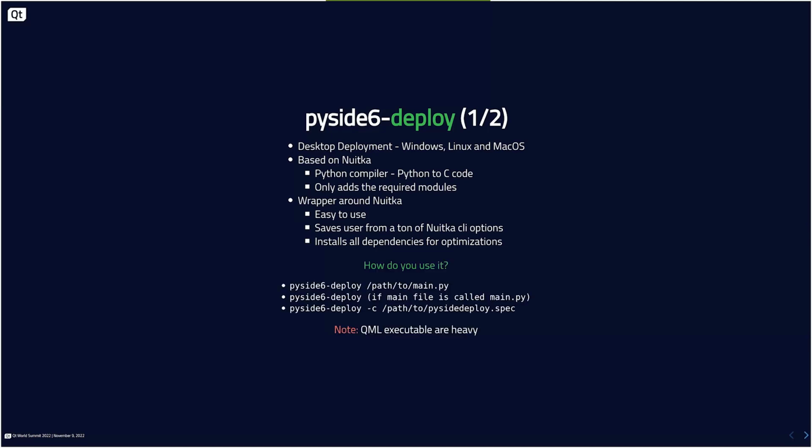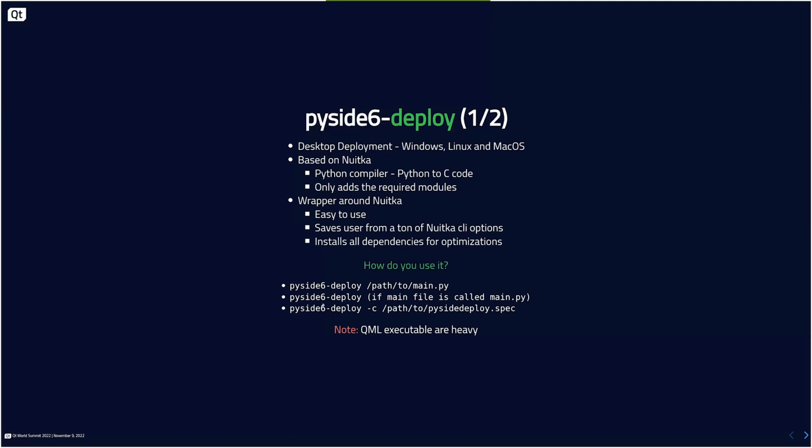So how do we actually use this application? It's as simple as running pyside6-deploy with the path to the Python file containing the main function. It'll identify all the dependencies of that main function and then package everything together. Pretty simple, right? And if you're running this tool from the application directory, and your file containing the main function is called main.py, you can just run the tool as it is.